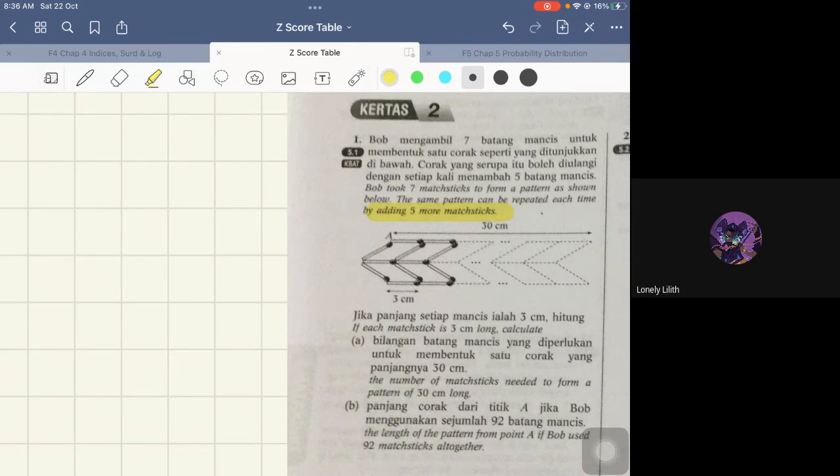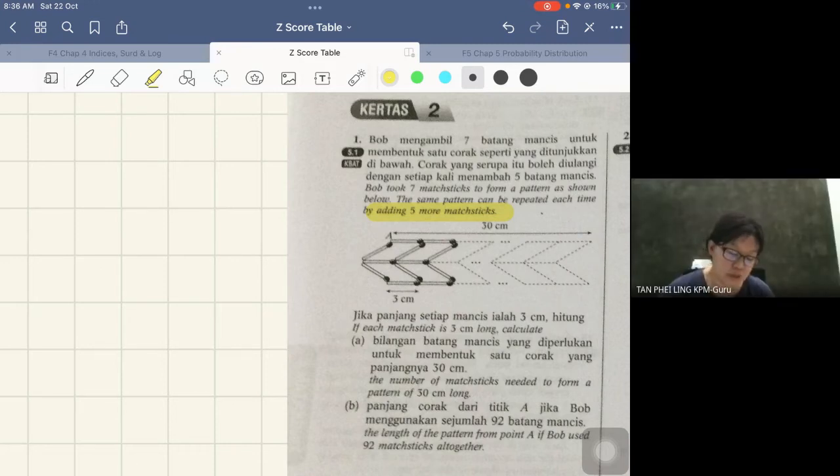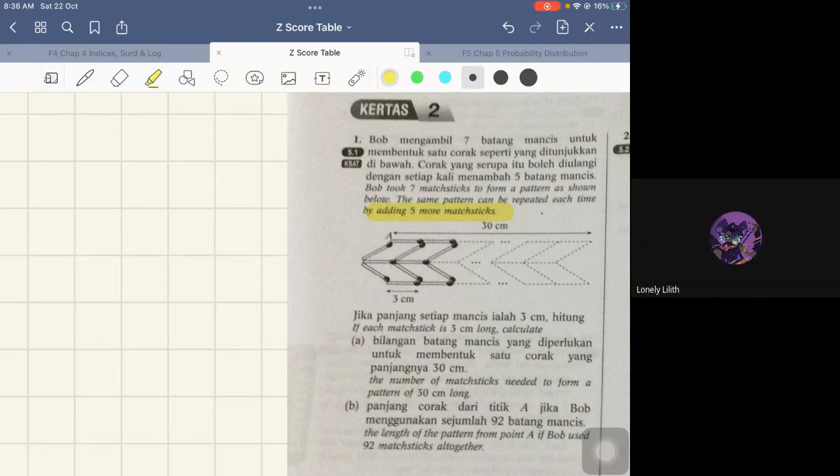Why do you minus 6? Because it's already built halfway to 30 cm, so we only need what we don't need. Each matchstick is only 3. Why you minus 6?